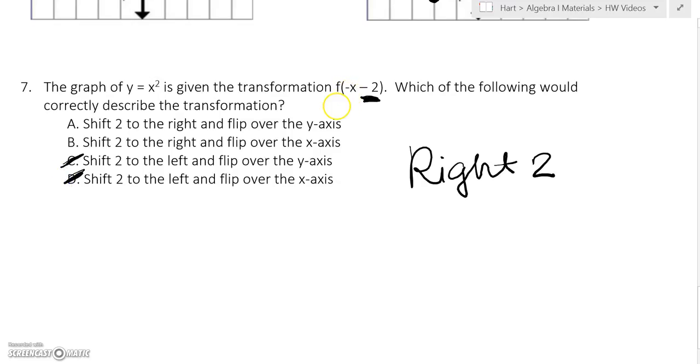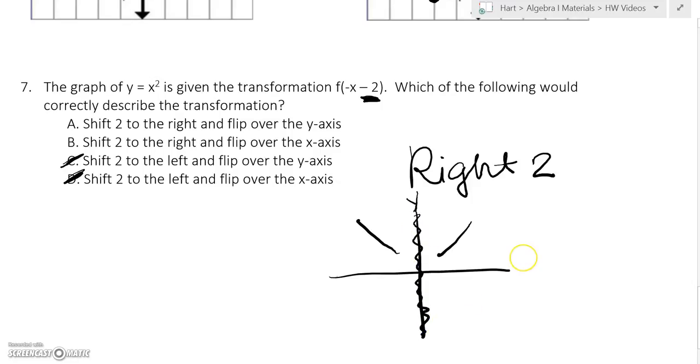And then the -x, that's a horizontal reflection. So that means we're going to reflect horizontally, which if something were like this and we were reflecting from side to side, we're actually going to be reflecting over the y-axis. So this is like your mirror. So A is the correct answer.